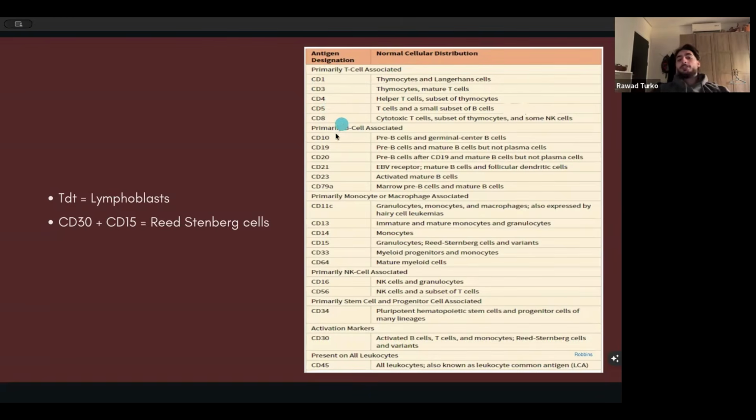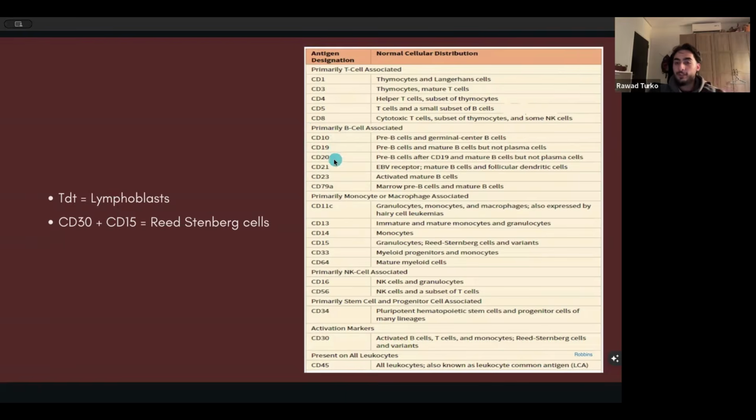Okay, B cells are going to be your CD10, 19, 20, 21, 23. CD21 is the EBV receptor. So once the Epstein-Barr virus were to enter any of your B cells, it would do so using the CD21 cell surface receptor. Okay, CD10 you would only see in germinal center B cells. Again, you remember we talked about there's germinal center, and then there's the mantle zone, and then sometimes there's the marginal zone. So you're only going to see CD10 in germinal center B cells.